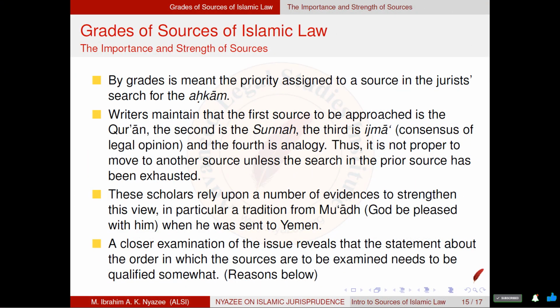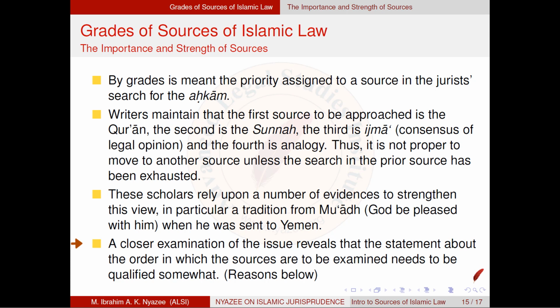The topic, Grades of Sources of Islamic Law, is covered over 2 slides. By grades is meant the priority assigned to a source in the jurist's search for the ahkam. Writers maintain that the first source to be approached is the Quran, the second is the Sunnah, the third is ijma, consensus of legal opinion, and the fourth is analogy. Thus, it is not proper to move to another source unless the search in the prior source has been exhausted. These scholars rely upon a number of evidences to strengthen this view, in particular a tradition from Muaz, God be pleased with him, when he was sent to Yemen.